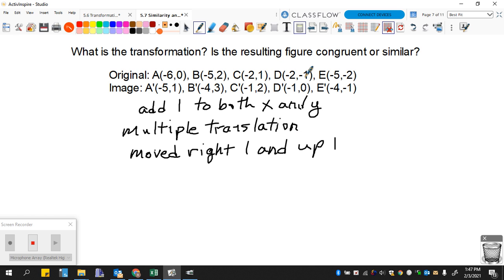Okay? And it looks like this is congruent. Okay? Because when we do that addition, the coordinates stay the same. Okay?